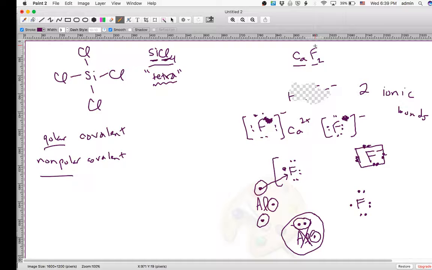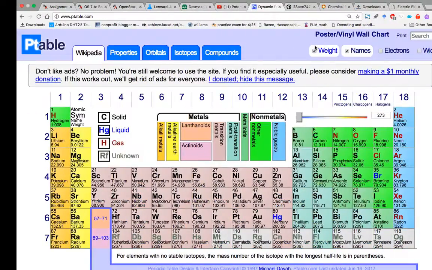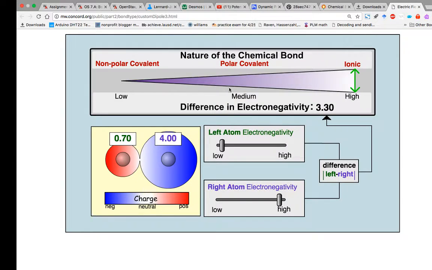Hold on to your hats. Try to be patient with this. It's a very fuzzy concept, right? It's not necessarily black and white. Here I have a little tool that allows me to take two atoms, and I can pick what the electronegativity of the atoms is going to be. This word, electronegativity, means the attraction that the atom has for electrons in the bond.